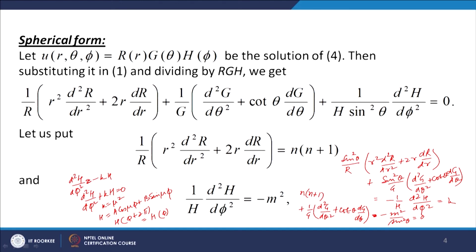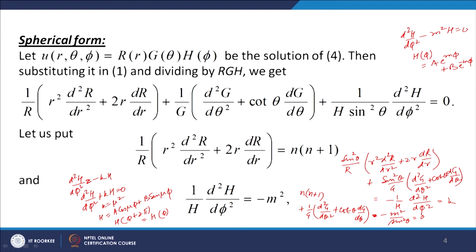Now, the point is, why are we not taking it as plus m squared? If you take it as plus m squared, then you will get d squared H over d phi squared minus m squared H equal to 0. So, the solution will be H of phi equal to A e to the power m phi plus B e to the power minus m phi, because the auxiliary equation will have two real distinct roots, plus and minus m.